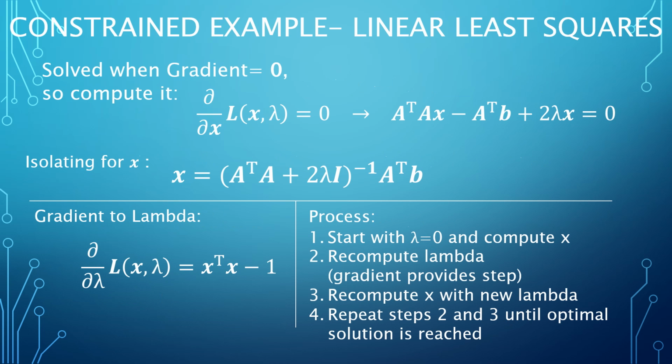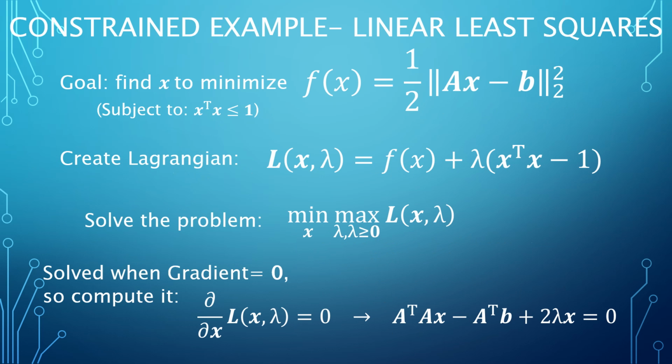What we then do is perform gradient ascent with respect to lambda to determine what kind of steps it should take, and that's because we are maximizing with respect to lambda. It's clear that when the norm of x is greater than 1, the derivative of the Lagrangian is positive. Therefore, lambda takes a positive step. Lambda increases.